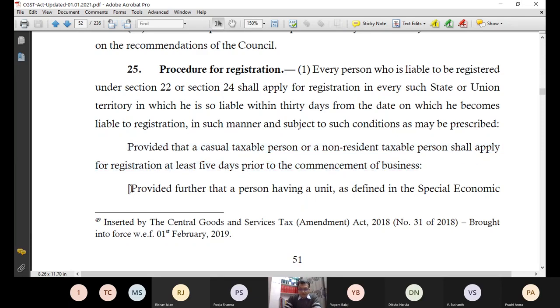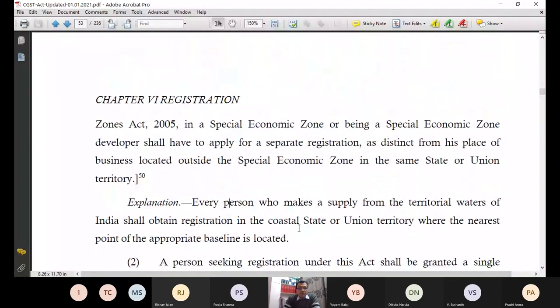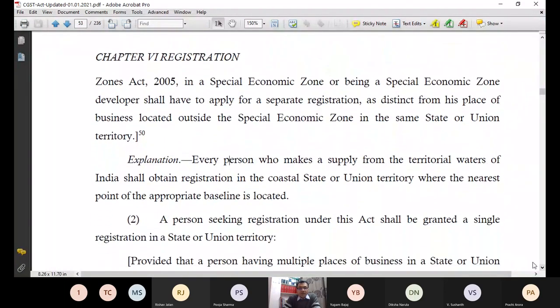Provided further, I will simplify the language later on, but I would like to show you the language of the act. Provided further, so we have one more exception. A person having a unit as defined in the special economic zone, SEZ. If I have a unit in a special economic zone, then I need to take separate registration. I will tell you this now. I will directly show it in the simplified version, so I am skipping this exception. I simply wanted to show you the special economic zone concept.